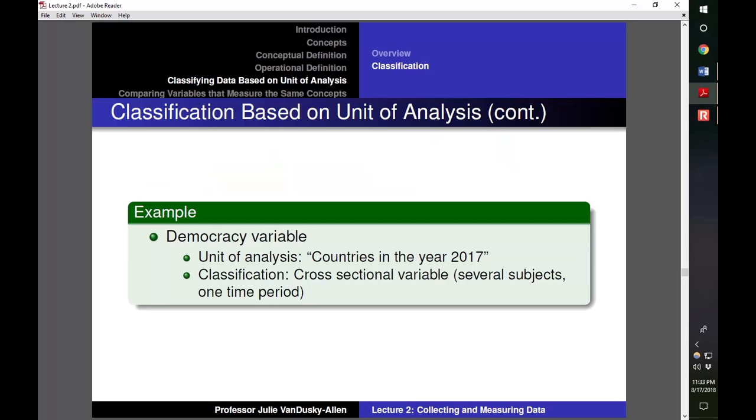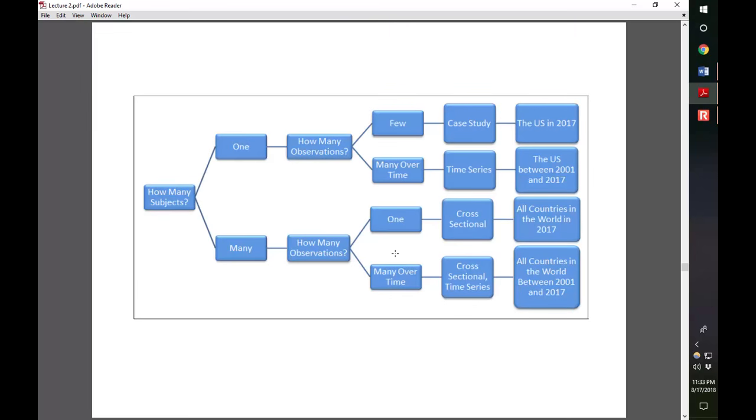Going back to our democracy variable, our unit of analysis was countries throughout the world in 2017. In our variable, we would have observations from multiple subjects, all countries in the world, with one observation in 2017. That would make our variable a cross-sectional variable.